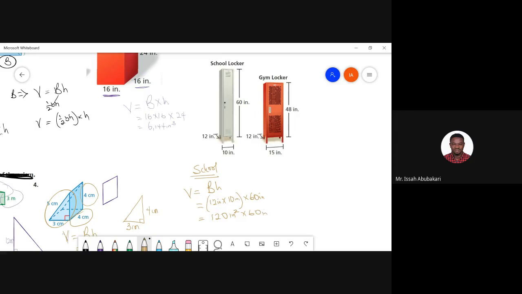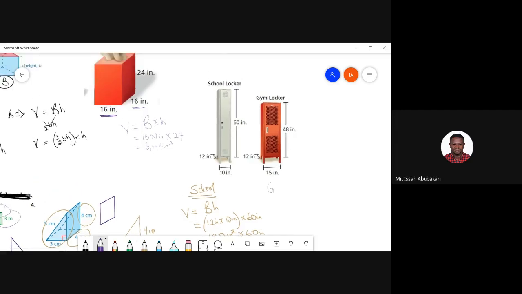And this should be what? 120 times 60 should give us 7,200 inches cube. Now let's solve for the gym locker. So the gym locker is going to be calculated using the same formula: base area multiplied by height.